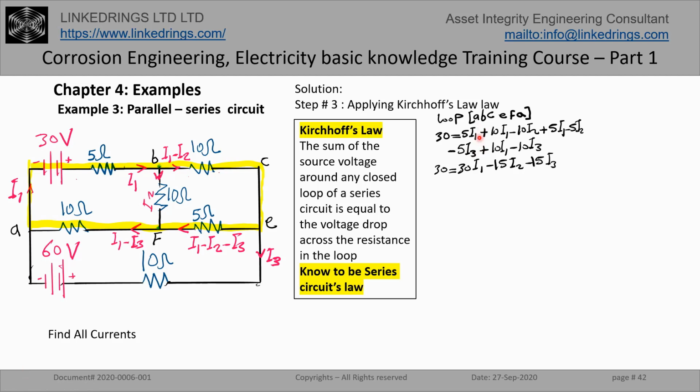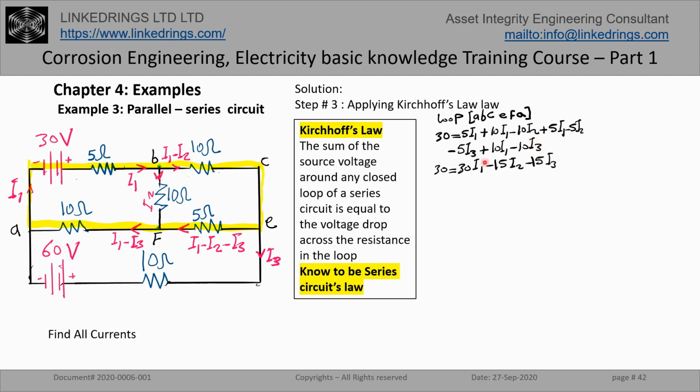To simplify it, it's very easy. We calculate first how many I1 we have. So we have 5 plus 10 is 15 plus 5 is 20 plus 10 is 30. So 30 I1. What about I2? We have minus 10, we have minus 5, so minus 15 I2. What about I3? We have minus 5 I3, minus 10 I3, so minus 15 I3.